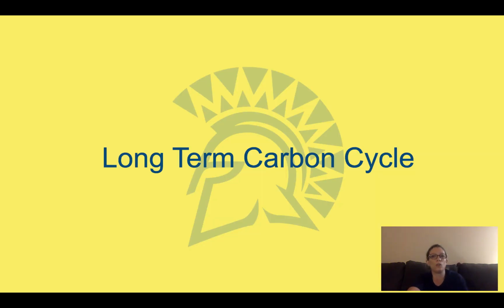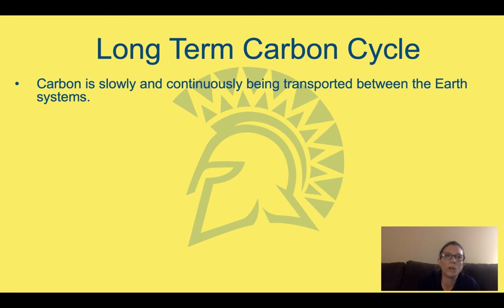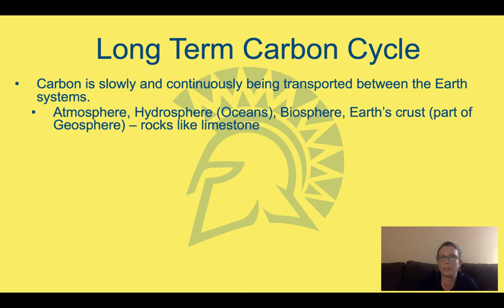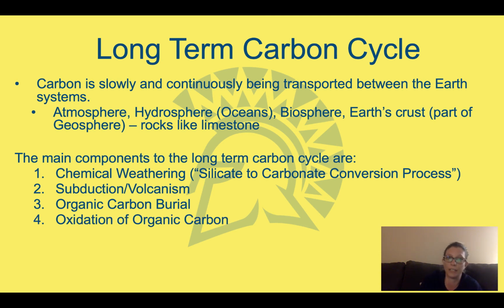And then we're going to get into long-term carbon cycles. Remember, long-term is hundreds of years to millennia. So carbon is slowly and continuously being transported between the Earth's systems: the atmosphere, the hydrosphere, the biosphere, the geosphere, and rocks like limestone in the Earth's crust. The main components of the long-term carbon cycle are chemical weathering, subduction and volcanism, organic carbon burial, and oxidation of organic carbon. Sorry, those four things. We will go over each one of these right now.